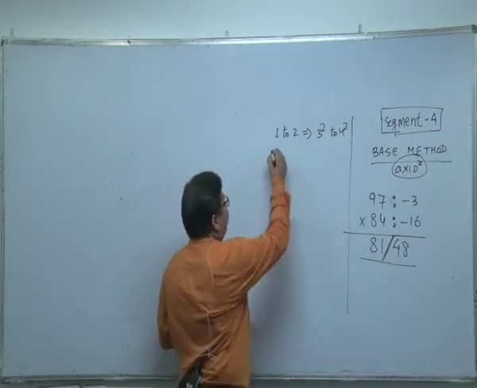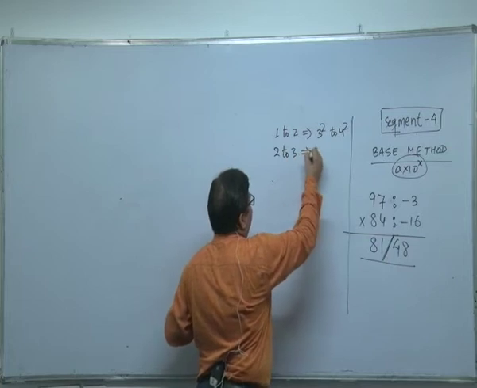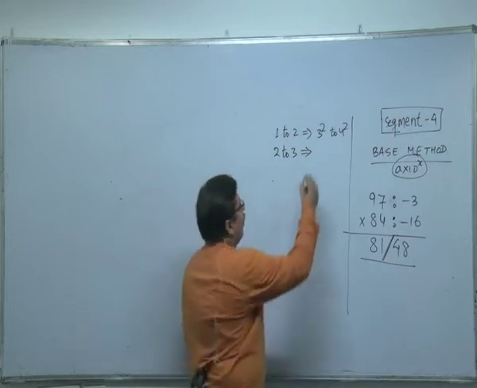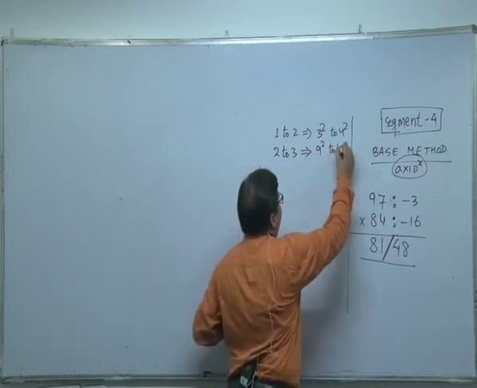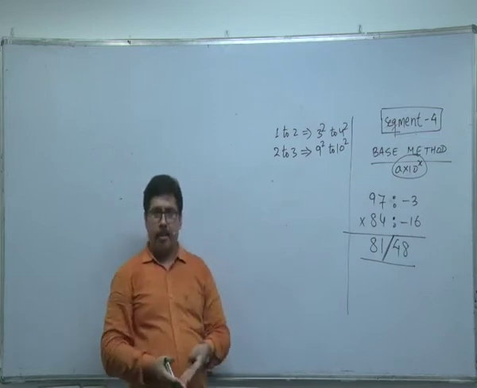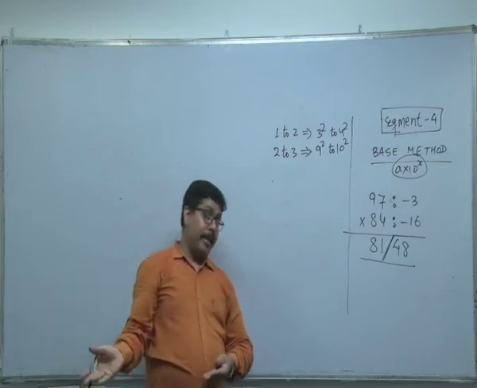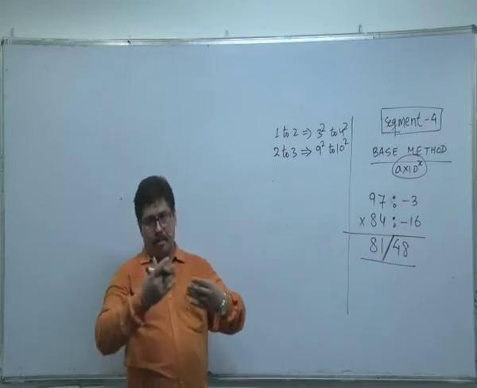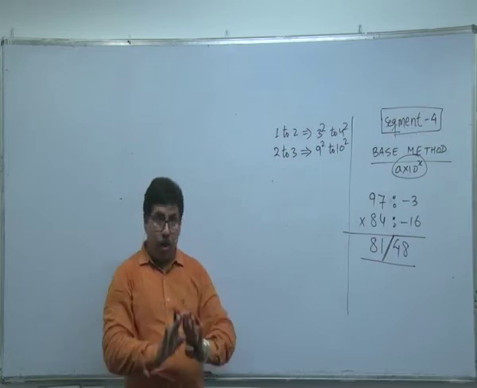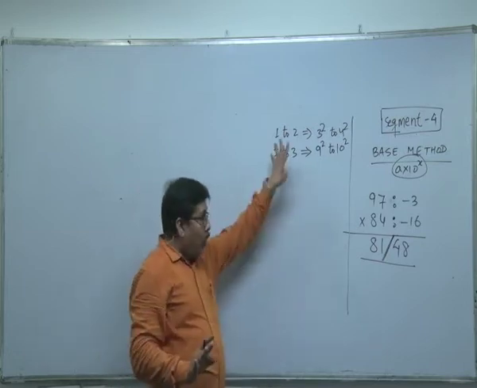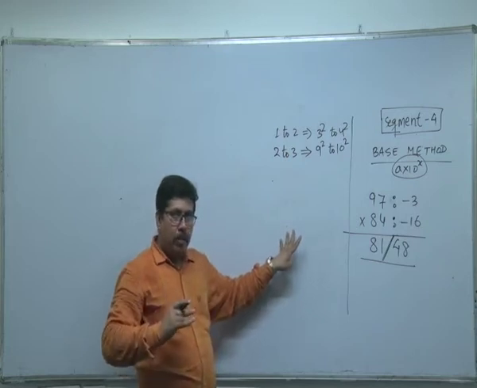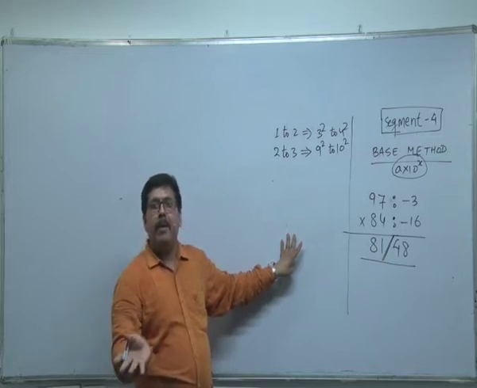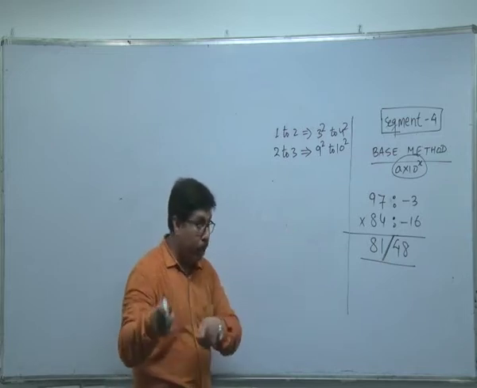Now, what is your next threshold? 2 to 3. The number of digits is changing from 2 to 3. 9 square to 10 square is the next threshold. 9 square is the greatest 2-digit perfect square number, and 10 square is the smallest 3-digit perfect square number. I hope this is fine. All these numbers are going to help you to assess the number of digits in any multiplication if you are using the base method.